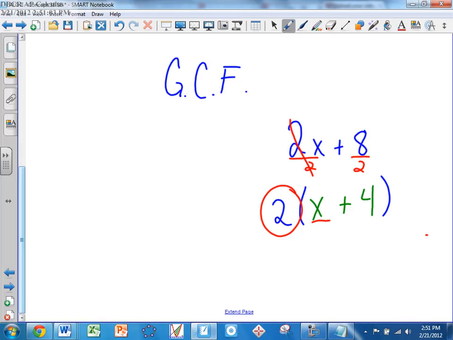Now, another way to check. What's another way to check that you got the right answer here? Good. Multiply it back out or distribute it. This becomes 2x. This becomes 8. 2x plus 8. That is correct. Okay? That's an easy example. Let's do one like this.